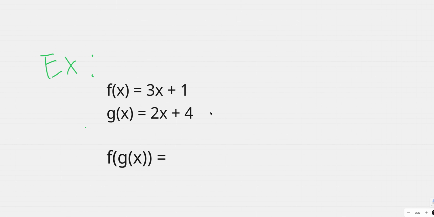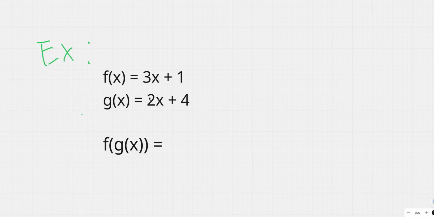A composite function has at least two functions. One of those functions' output is the other function's input. So in this case, g of x is the input of f of x.